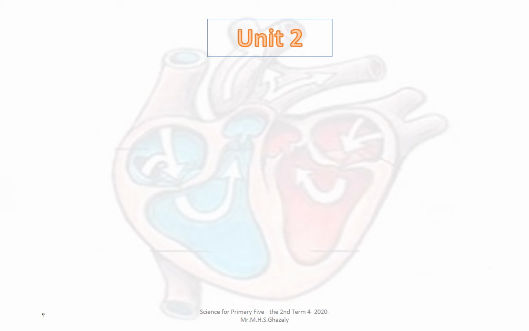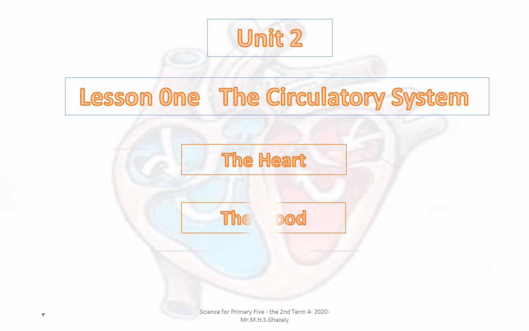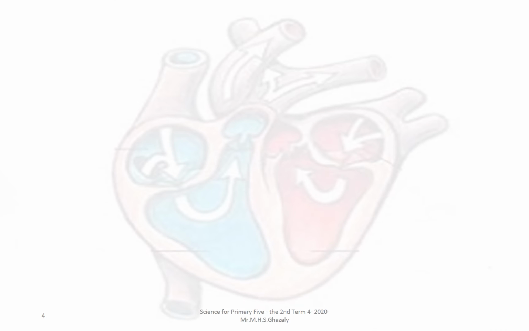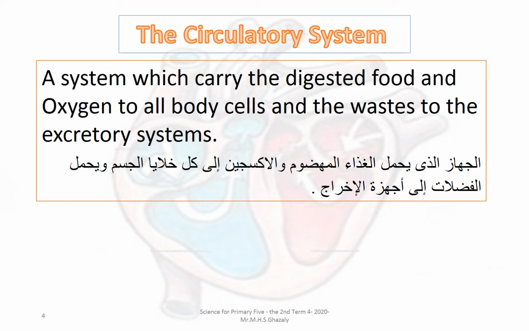Unit 2, Lesson 1: the circulatory system, the heart, the blood and the blood vessels. The circulatory system is a system which carries the digested food and oxygen to all body cells and the wastes to the excretory systems.